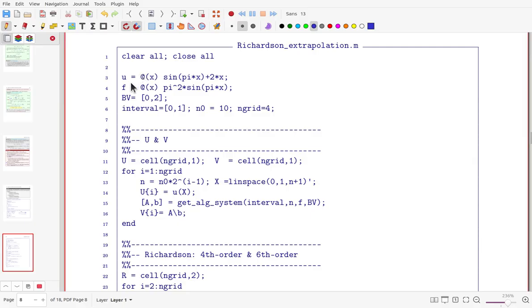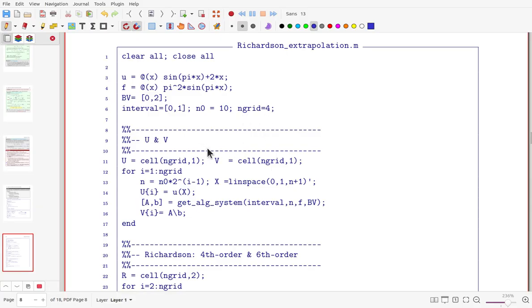Okay, here there is initial setting. U is defined as a function of x. That is true. To compare the error, we need to get an array for the true solution. F is the right-hand side, and for the boundary value, the left edge point value is 0. At the right edge point, the value is 2. And the interval is from 0 to 1, and initial n, number of subintervals, is 10, and we have 4 different grid levels.